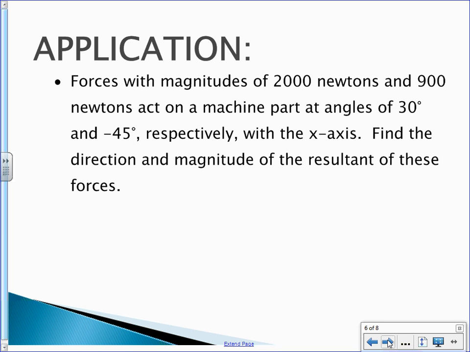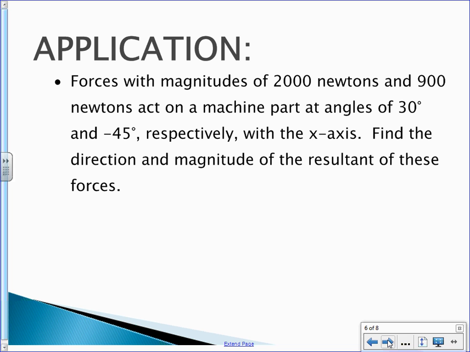Okay, so first of all, we have two forces. The amount of force that is being applied to our machine part, that is what we consider the magnitude of our vector. How much force is being exerted, that is the magnitude. And then it's given us the angle in which these forces are being applied. That's our direction. Okay, so let's sort this out.